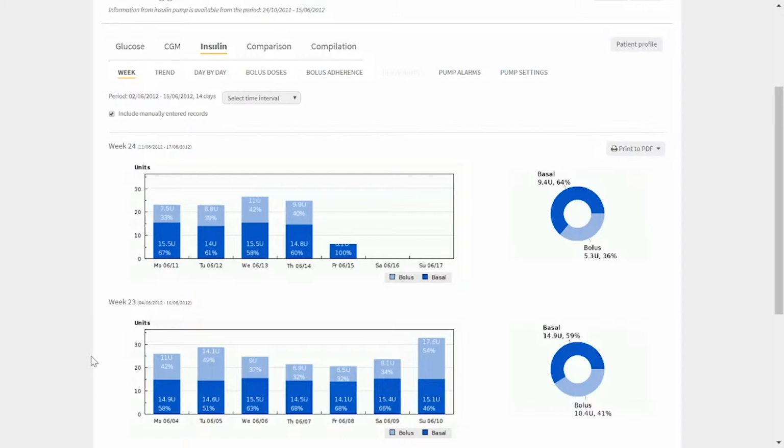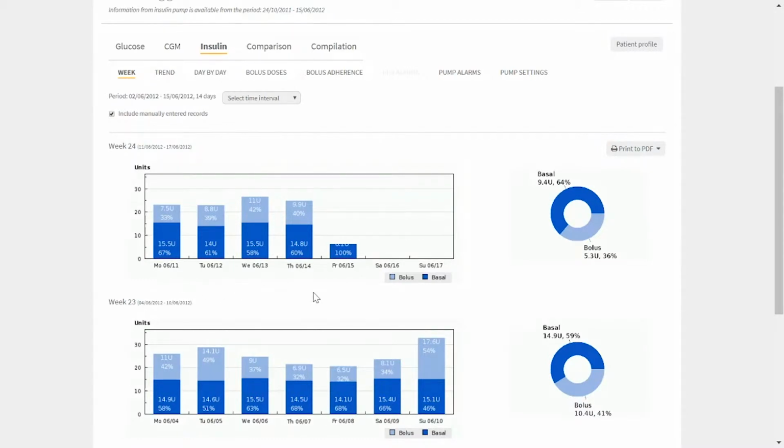So at the moment we're looking at 2 weeks and we see the insulin split for each one of the days within that 2-week period. We can see the split between basal and bolus insulin here, the units makeup of each of those portions and the percentage makeup of each of those portions. So you can see, for instance, looking at Monday, we have 7.5 units of bolus insulin that has been used, and that makes up 33% of the total insulin for that day.